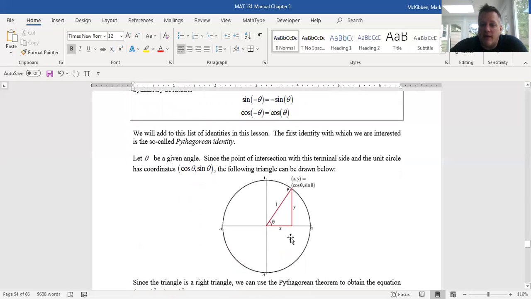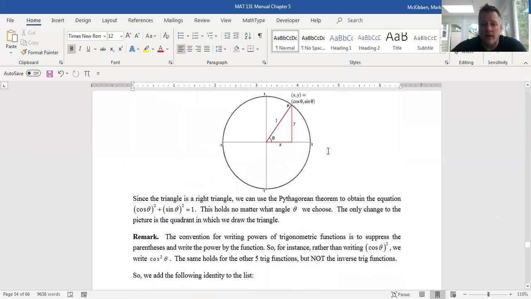If you give me any angle theta, we know that the point on the circle that corresponds to that angle is cosine of theta, comma, sine theta. That's how we defined the cosine and the sine. But remember, a point on the unit circle has to satisfy its equation. The equation of the unit circle is x squared plus y squared equals 1. So if I put in cosine theta for x and sine theta for y, I get an identity that holds no matter what theta I choose. The cosine of theta squared plus the sine of theta squared is equal to 1. That's called the Pythagorean identity.